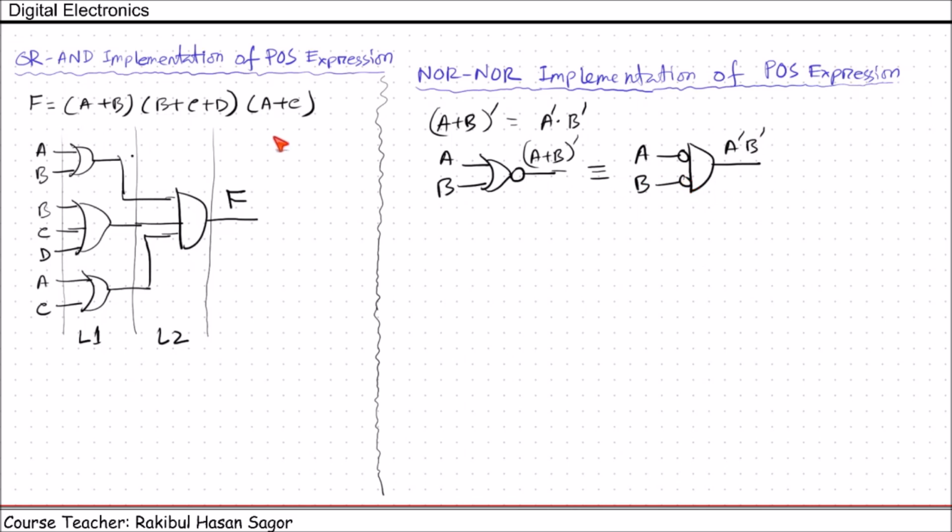So let's see this function. F = (A + B)(B + C + D)(A + C). So we can write A, B, B, C, D, A, C.